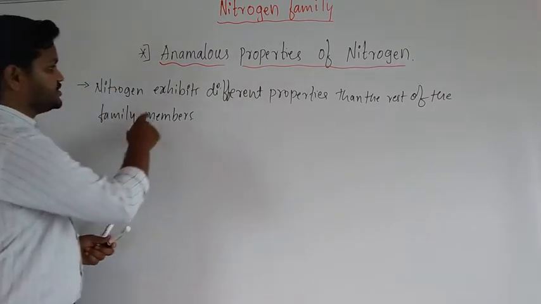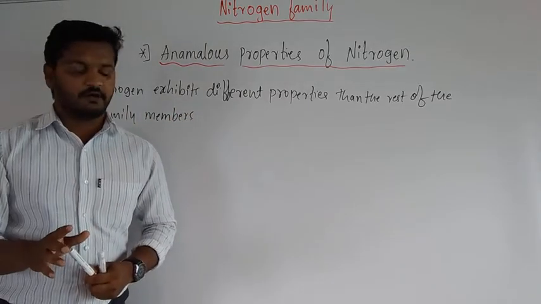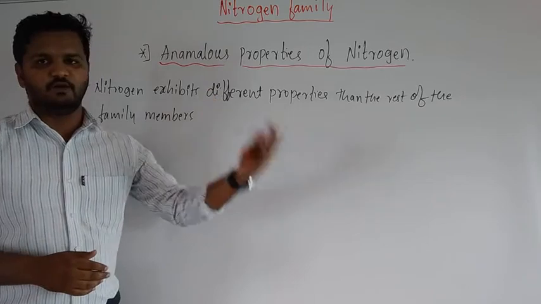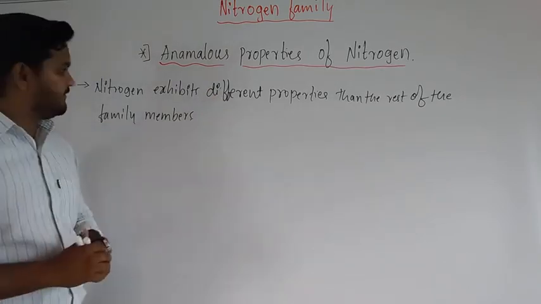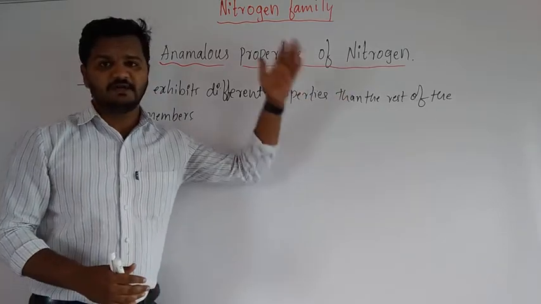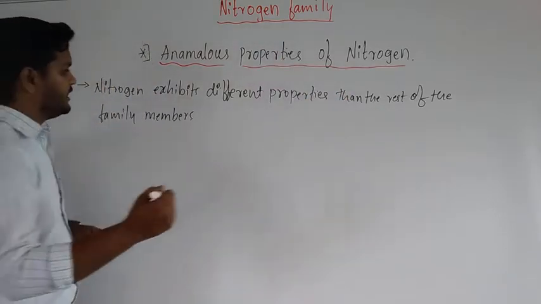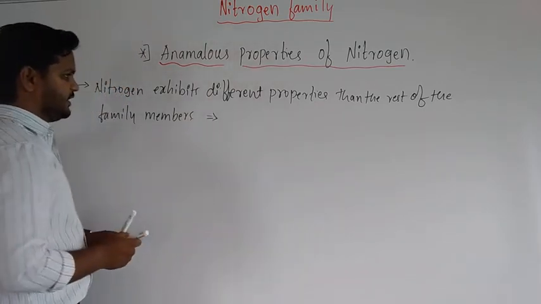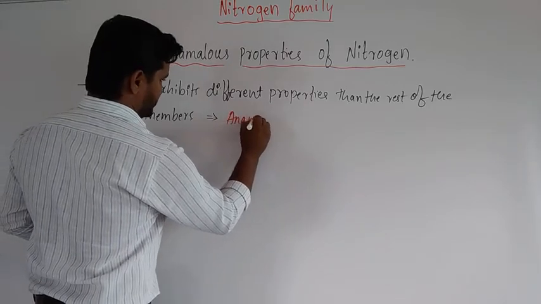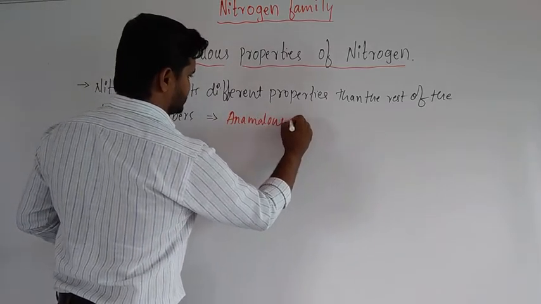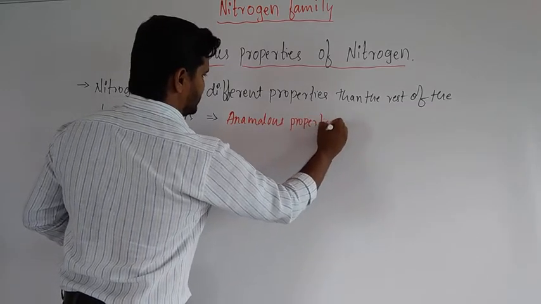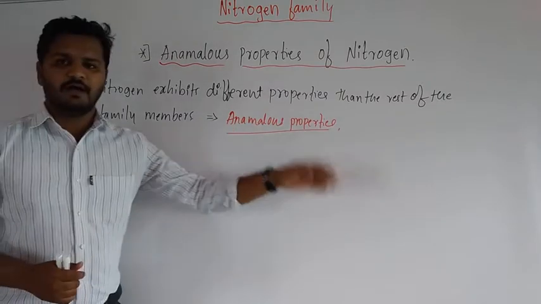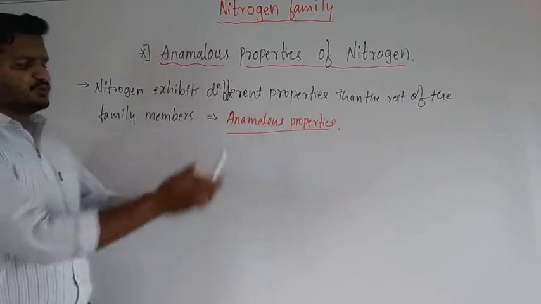Here, students, nitrogen is the first member of that family, like hydrogen, lithium, oxygen and fluorine. It shows different properties than the rest of the members. So this type of property is called anomalous property. It means some of the elements in that family show different properties. Those properties are called anomalous properties. So here, nitrogen shows anomalous property.